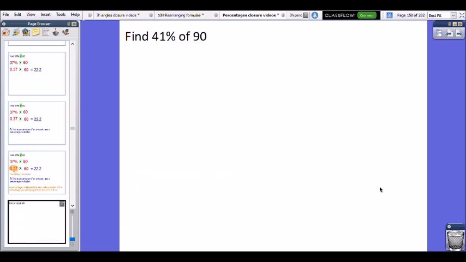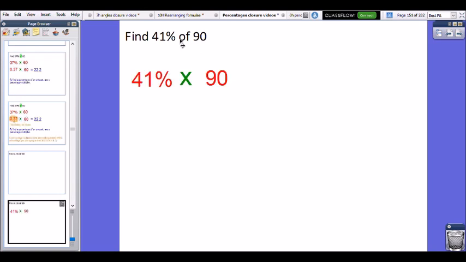Please could you pause the video and have a go at finding 41% of 90 by using a percentage multiplier method. So use your calculator. What calculation is going to get me to 41% of 90? Well, remember what we said, that word "of" in maths very often just means multiply. So we need to do 41% times 90.